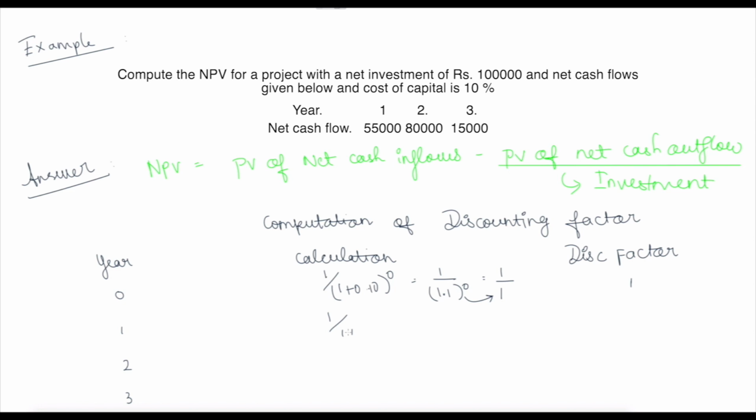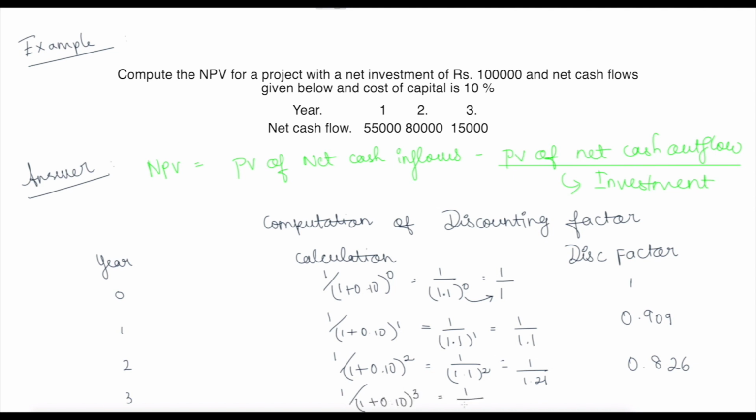You may omit this step when you're familiar or get a good grip on these sums. Okay, then for the first year, what will be the discount factor? 1 divided by 1.1 is 0.909. For the second year, it will be 1 divided by 1.1 square. If I solve that, I get 1.21. So it comes to 0.826. And finally, 1 plus 0.10 power 3. So it comes to 1 divided by 1.331, and it is nothing but 0.751.